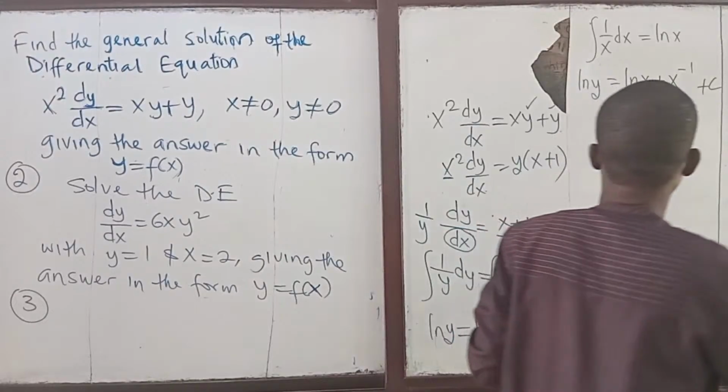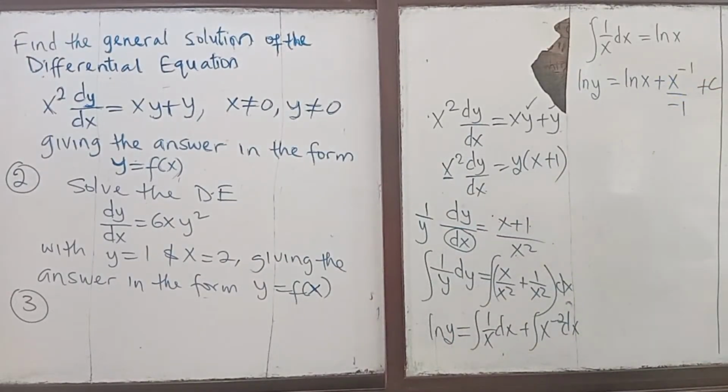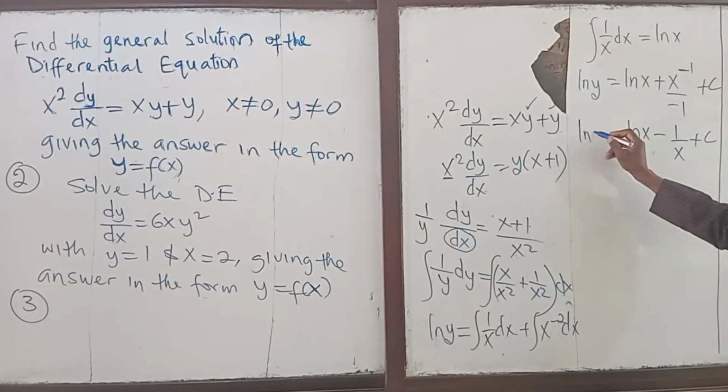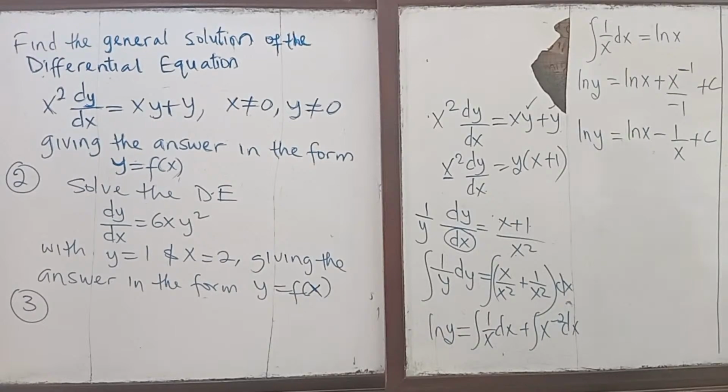Then plus minus, that will give us a minus. So we have the natural logarithm of x minus, this one is minus 1, that will be 1 over x plus c. So that's what we have there.